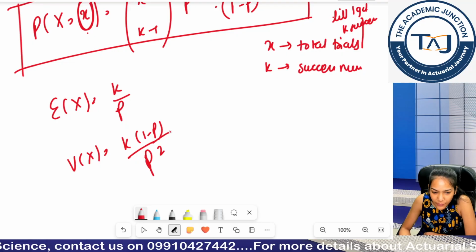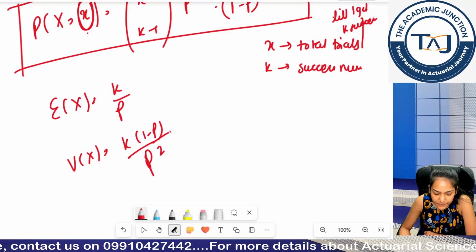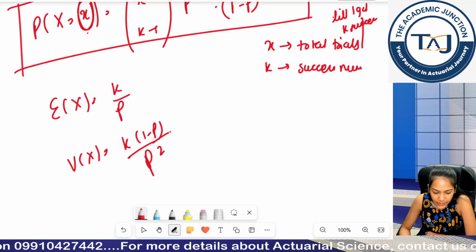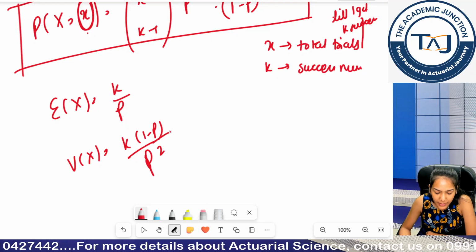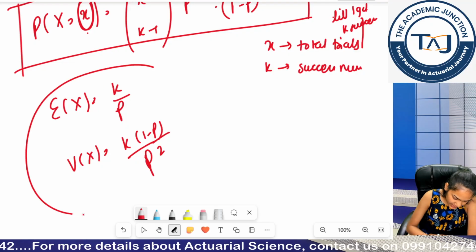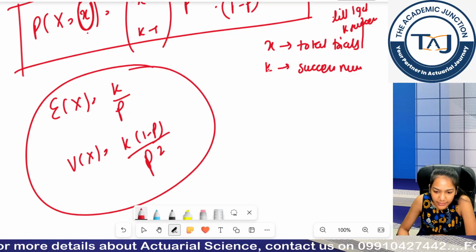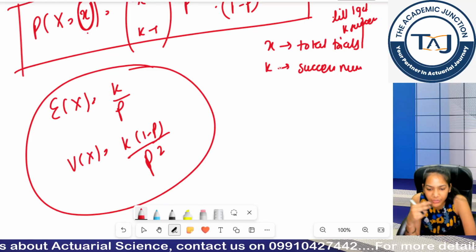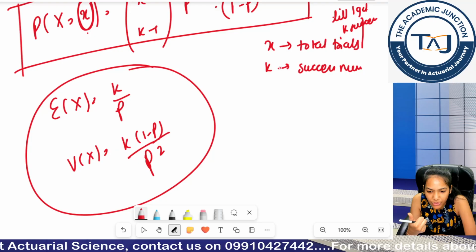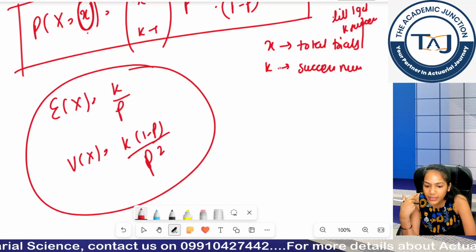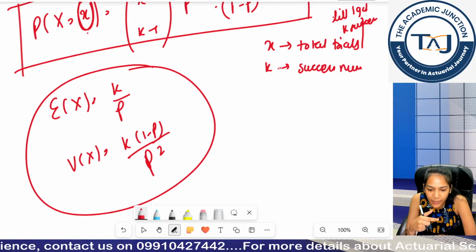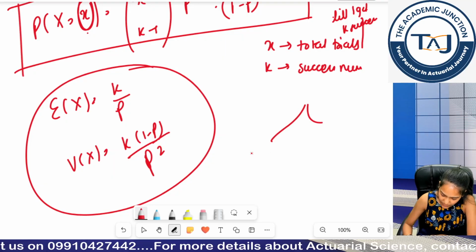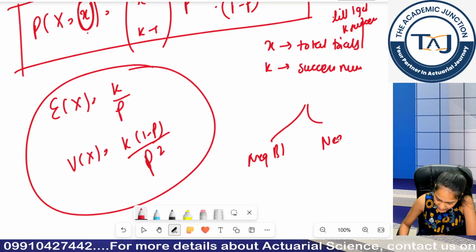Now if I compare this formula with my geometric formula, can you compare this? You will understand the relationship between geometric and negative binomial. And I also told you that geometric distribution had two types. Type 1 geometric distribution where I am concerned about my success, and type 2 geometric distribution where I am talking about the number of failures before my success, right. Similarly, we have two types of distribution, negative binomial 1 and negative binomial 2.